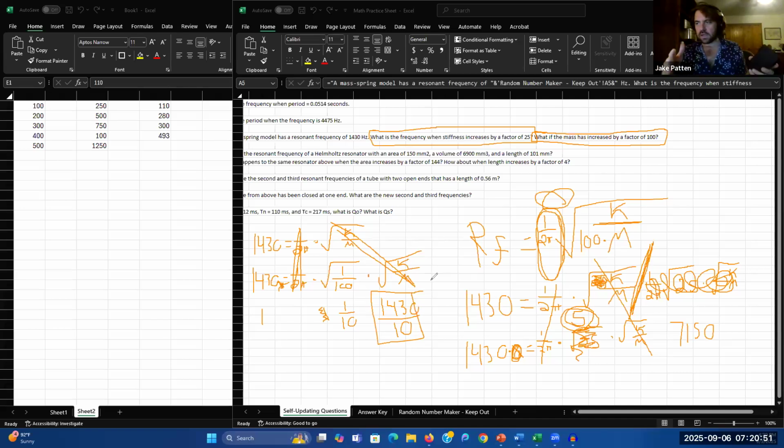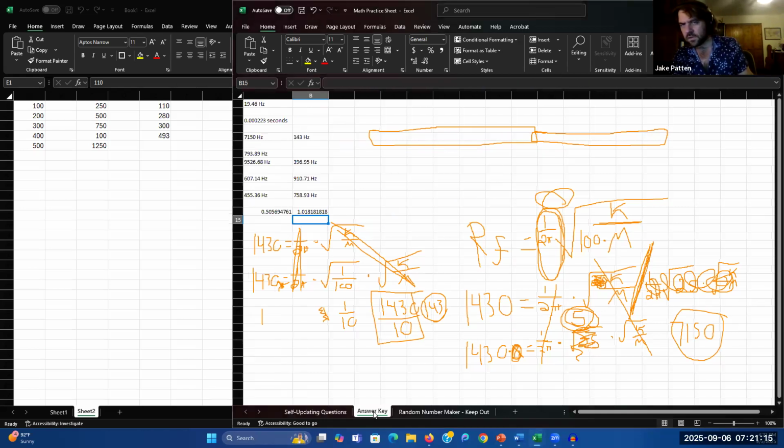So the answer should be 7,150 and 143, which I did not rewrite. Why did I not do that? Okay, there we go. 143, 7,150. And then if we look at the answer key, I have to stop writing. There we go. Answer key is 7,150 and 143.